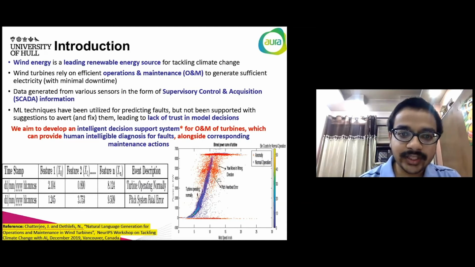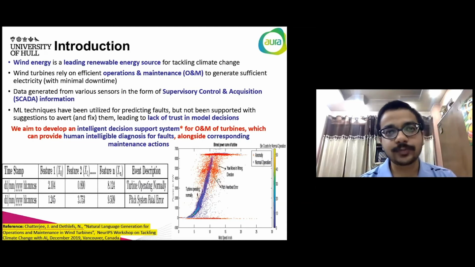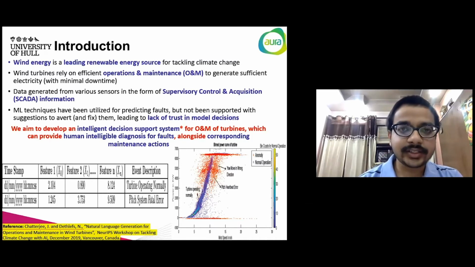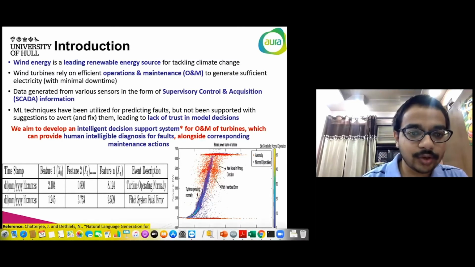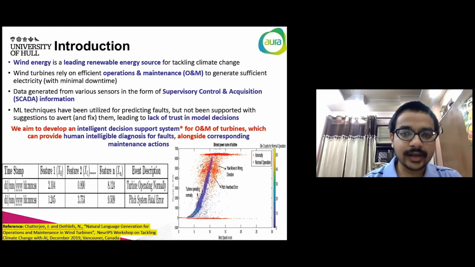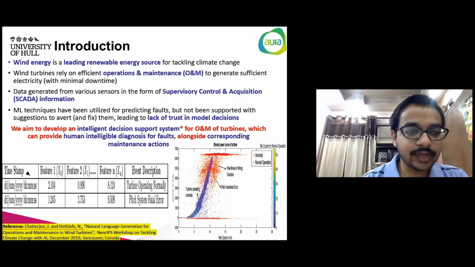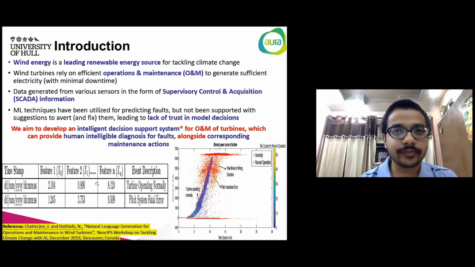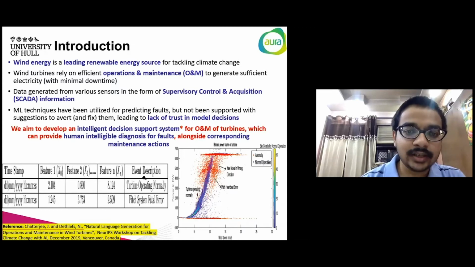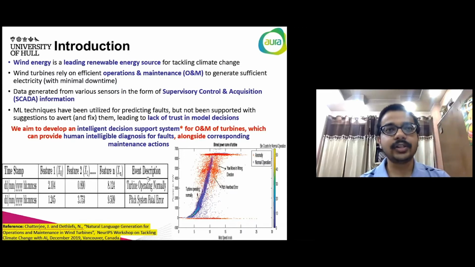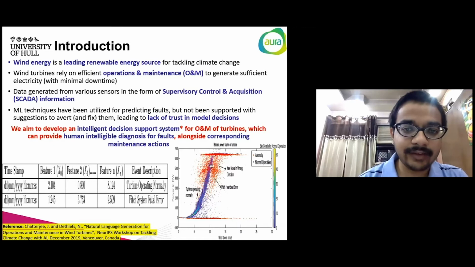Associated with each type of fault is a corresponding alarm message, which describes briefly what kind of fault occurred in the turbine, and based on that the maintenance engineers can take the appropriate actions. This is just a tabular representation of how the SCADA features look. We have the different timestamps for the different sensor data, and we have various features based on which the corresponding event description for the alarm is available historically.